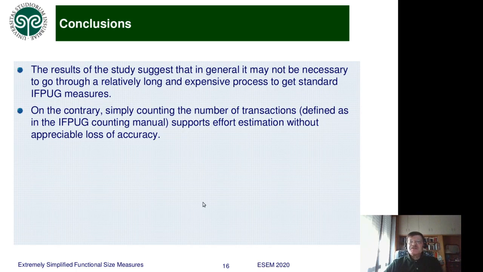In conclusion, the results of the study suggest that in general it may not be necessary to go through a relatively long and expensive process to get standard ifbook measures. On the contrary, simply counting the number of transactions defined as in the ifbook counting manual supports effort estimation without appreciable loss of accuracy. So practitioners that have suitable historical data can try the proposed models and verify in practice our hypothesis that the number of transactions is a good predictor of effort.